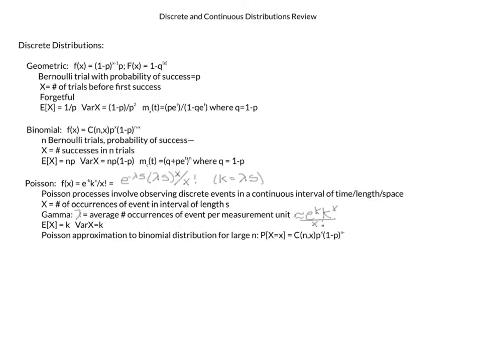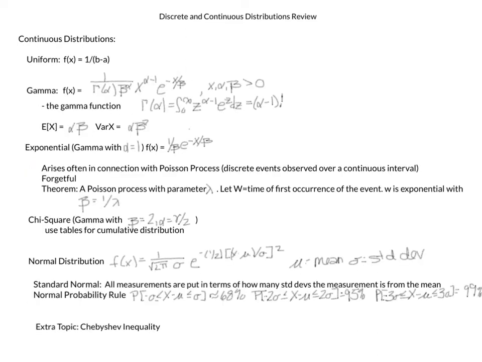So that was our review of discrete distributions. We did a geometric distribution, a binomial distribution, and a Poisson. Now we are ready to go through continuous distributions. The first one is a uniform distribution, and that's when everything in an interval is equally likely. So if the interval is from a to b, the probability that x will fall somewhere in the interval a to b, then the density is equal to 1 over b minus a.